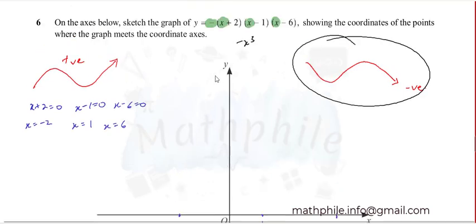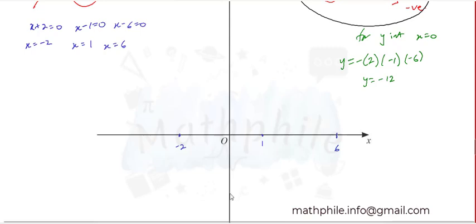Let's find the y-intercept real quick. So for y-intercept x equals 0. So this gives you y is equal to negative brackets open, 0 plus 2 gives you 2, 0 minus 1 gives you negative 1, 0 minus 6 gives you negative 6. Then this gives you negative 1 times negative 6 is a positive 6, times 2 is a positive 12, times negative is a negative 12. So we know that our y-intercept is at negative 12.